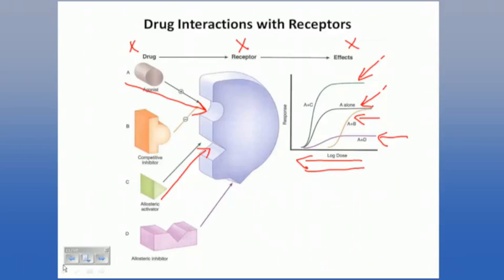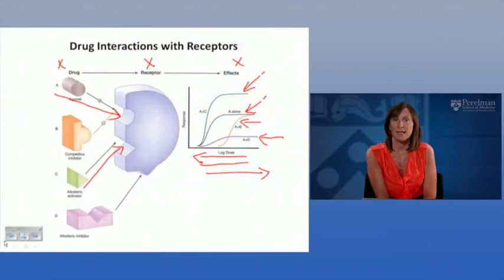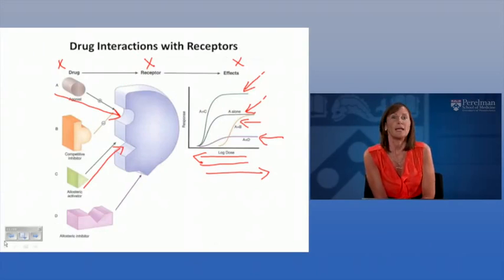Things that shift the curve to the right reduce the activity of the drug or the agonist. So these concepts of agonist, partial agonist, inverse agonist, antagonist, competitive inhibitor, allosteric activator, and allosteric inhibitor are all common concepts that allow us to develop drugs, evaluate drugs, and appreciate their potential impact in clinical medicine.